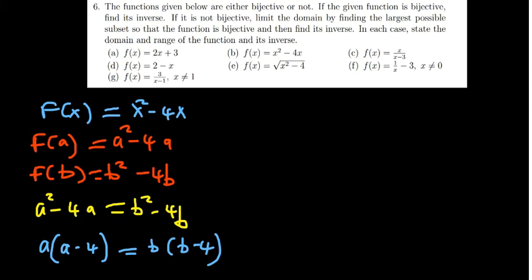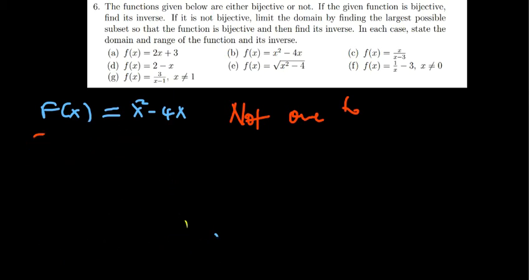So somehow we can't show that they're going to be equal. So this function is not one-to-one. I can't show that a is equal to b. Personally, I have failed to prove that. Now we can look at it graphically.